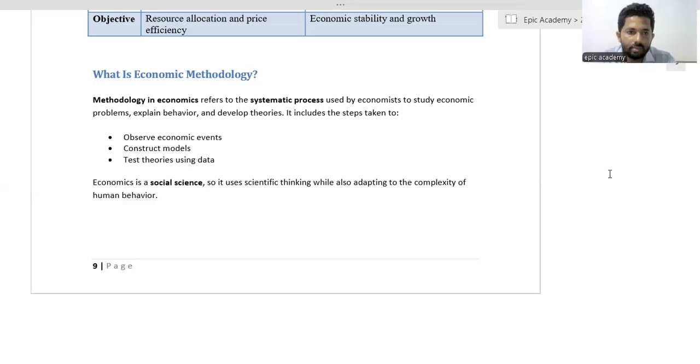But unfortunately, this is a social science subject. This is not natural sciences. That is why I call it social sciences. So then what do you mean by the social sciences? We are going to identify the behavior of the people. In this particular subject, I mean economics, we are going to identify the economic behavior of the people. We try to identify that.